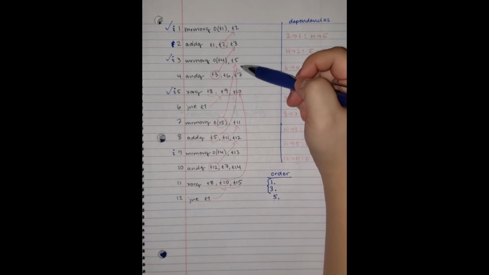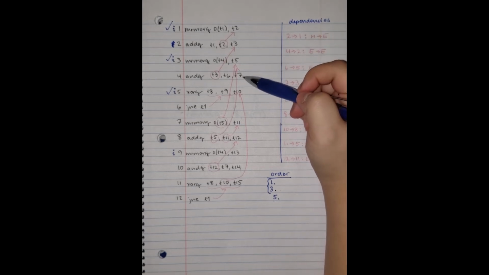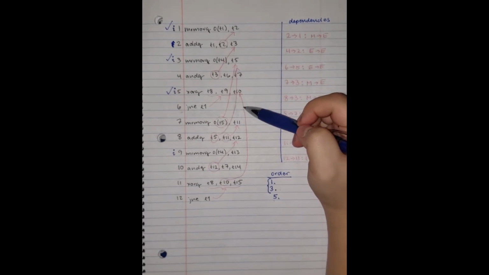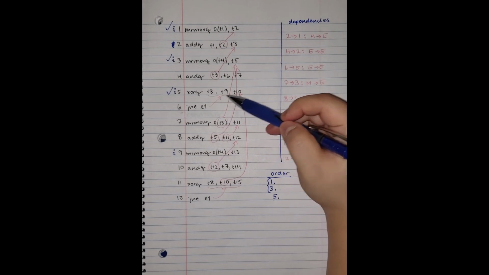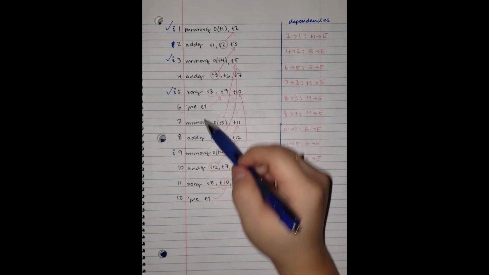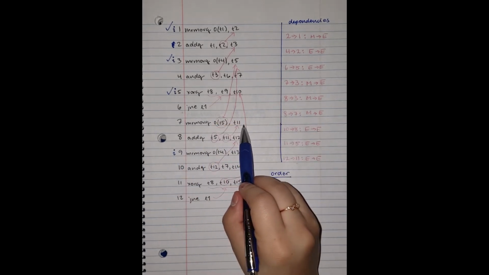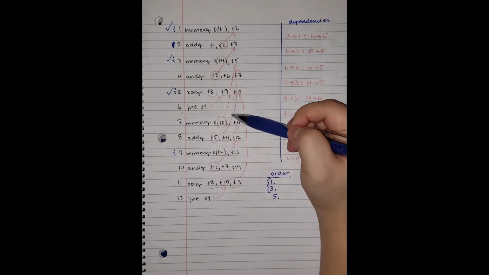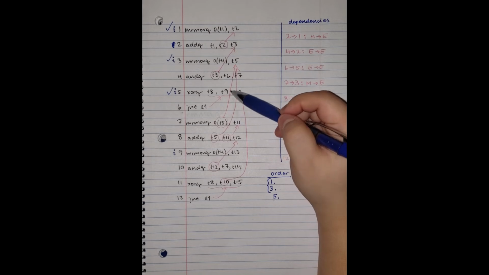Then we go back up to the top of the list, and we say 2, still can't do that. 4, still can't do that either. And now 6 depends on 5, so we still can't do that. Let's look at instruction number 7. 7 depends on 3, and it's a memory to execute, so we can't do that yet.